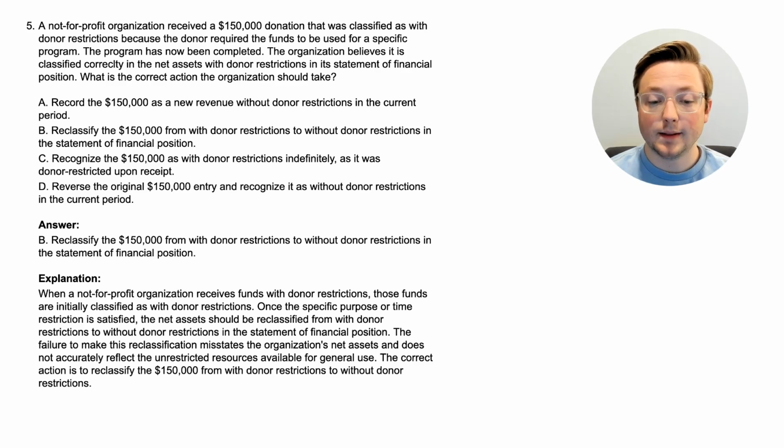The failure to make this reclassification misstates the organization's net assets and does not accurately reflect the unrestricted resources available for general use. The correct action, again, is to reclassify it from with to without donor restrictions. And this makes sense. If money was set aside for something specific and then that specific thing was completed, now you can take that money that was set aside and restricted and move it to without restriction because now you can use that money for something else. So again, since the program was completed, they can move it from with to without donor restriction.